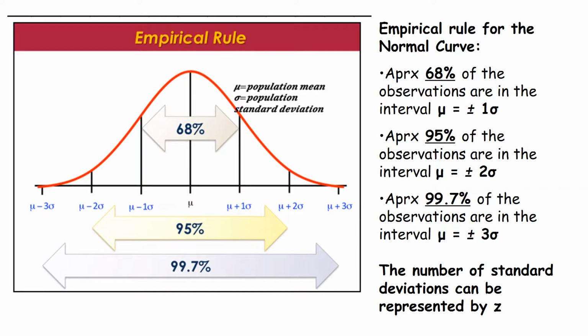So here's our empirical rule. Just as revision, for the empirical rule there's three different places that you need to know. You have to know that about 68% of the observations are between plus and minus 1 standard deviation. I'm just going to try to shade this in for you so you can see. So we're talking about this piece here.